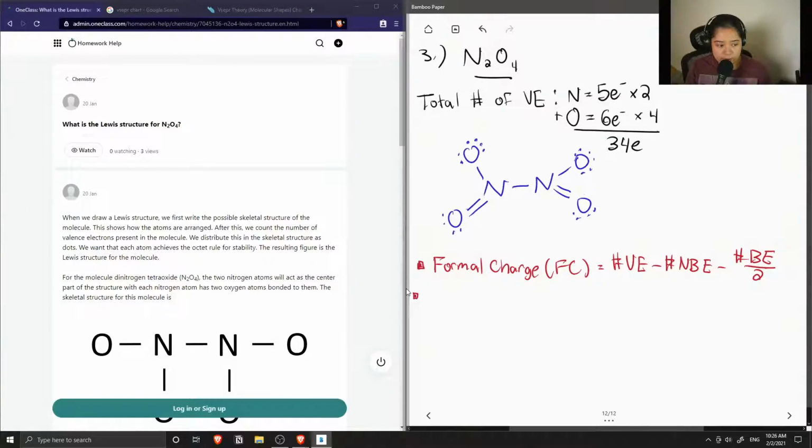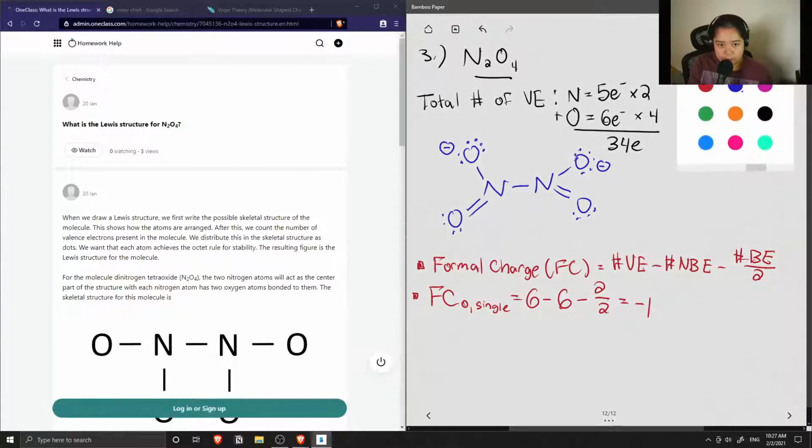So first let's calculate the formal charge of a single bonded oxygen. So oxygen has 6 valence electrons, and there are also 6 non-bonding electrons on our oxygen atom. And since there's only a single bond, we have 2 bonding electrons divided by 2. So each of the single bonded oxygens will have a formal charge of -1. So let's draw in the charges.